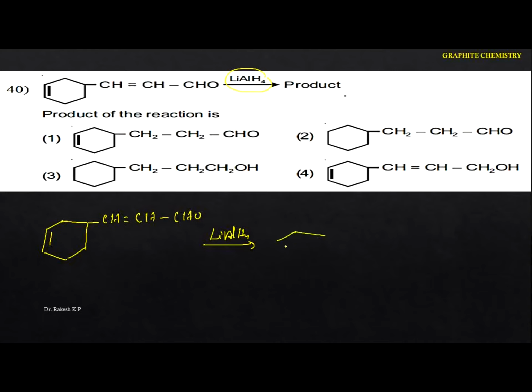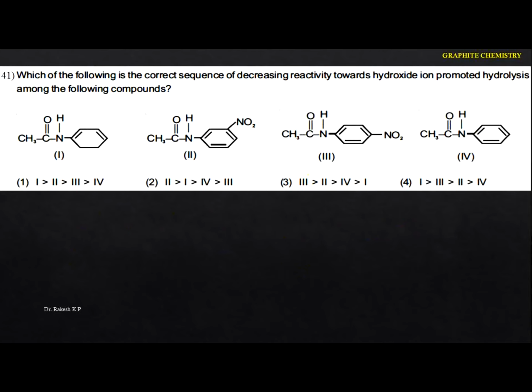That means the carbon to carbon double bond remains as it is here, and here it is a CH=CH. So the aldehyde on reduction always gives you the primary alcohol. So the double bond remains the same, only the aldehyde gets reduced to give the respective primary alcohol. Hence in this case the option is the fourth one. So next one.